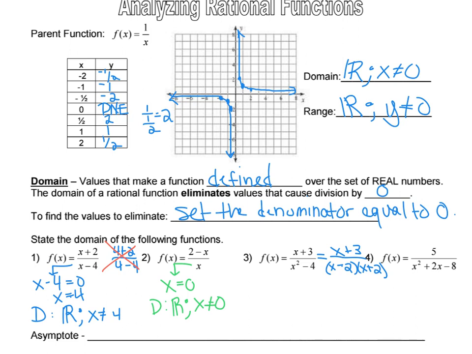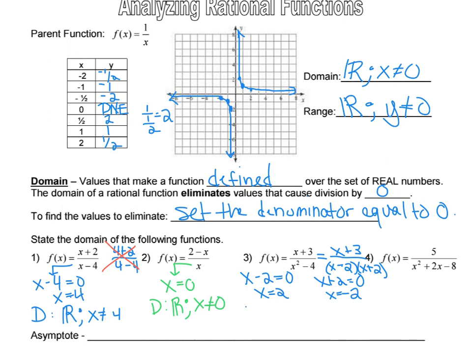So the rule says set the denominator equal to 0. But if we have multiple factors, we just take each factor and set those factors equal to 0. So x minus 2 is equal to 0, and x plus 2 is equal to 0. Now we're going to have two numbers we don't include in our domain. One of them is positive 2, and the other one is negative 2.